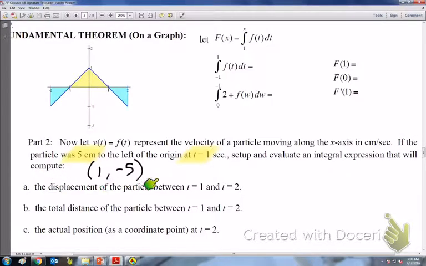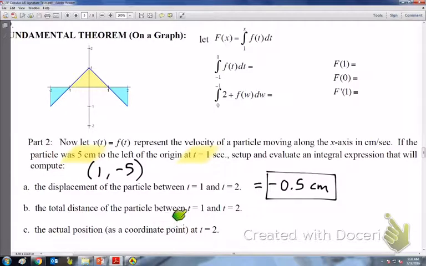So the displacement of the particle between t equals 1 and t equals 2, it moved in the negative direction 1/2. So this is going to be negative 1/2 or negative 0.5 centimeters. So that's how much it changed. It changed 1/2 centimeter to the left.